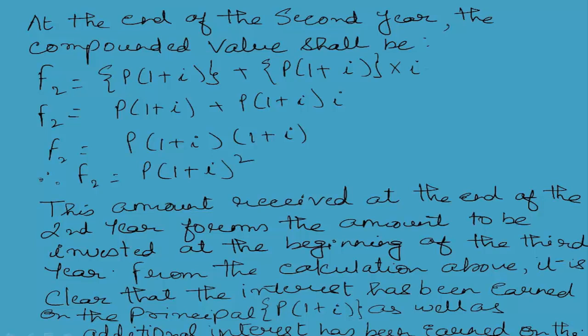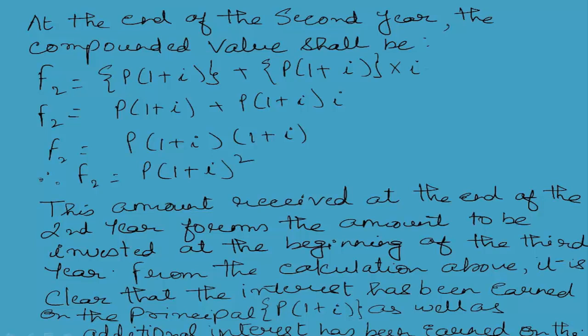I once again repeat, P(1 plus I) multiplied with 1 shall be P(1 plus I), and plus P(1 plus I) multiplied by I shall be P(1 plus I) multiplied by I. Ultimately, by the end of the second year, we are reaching a point wherein F2 stands as P within bracket (1 plus I) square, or P(1 plus I) raised to the power of 2. Why 2? Because we are dealing with the second year, n is equal to 2. Therefore, going by the formula, Fn is equal to P(1 plus I) to the power of n.